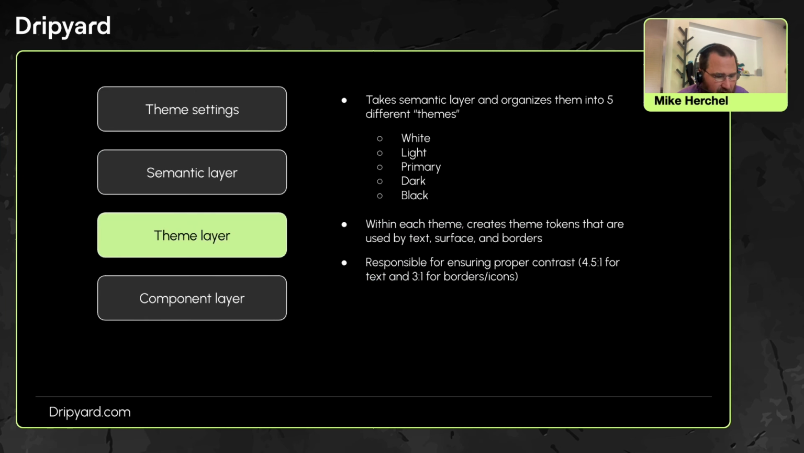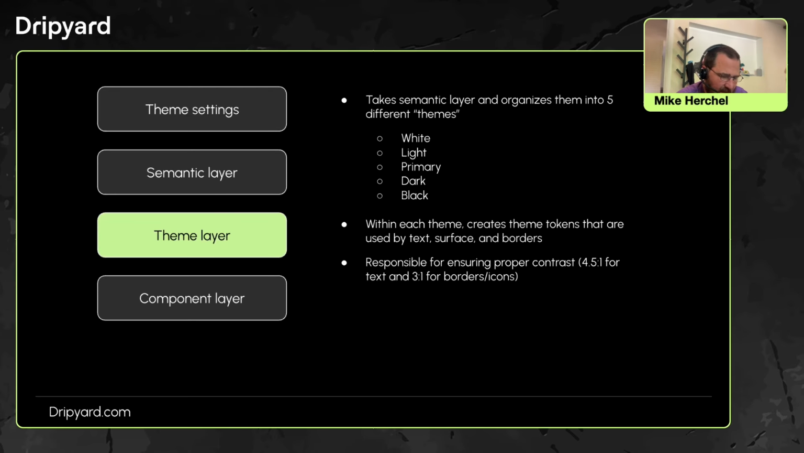On the theme layer, we have 5 different themes. As you saw in Canvas earlier, we have a white theme, a light theme, a primary theme, a dark theme, and a black theme. Within each of those, we create tokens that are used by the text, surface, and borders. For example, each theme will have the same variables in there. It will have 3 different surface colors, 4 different text colors, various different colors for borders and stuff like that. That ensures that we remain accessible no matter what theme you're using or if you're changing around your colors.